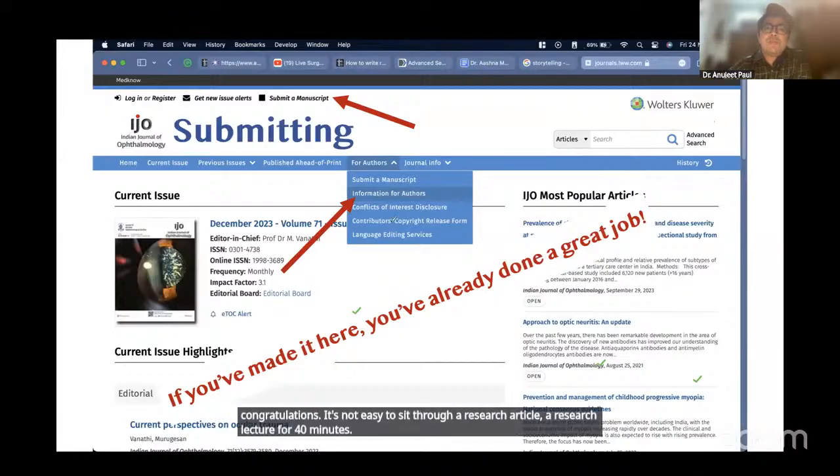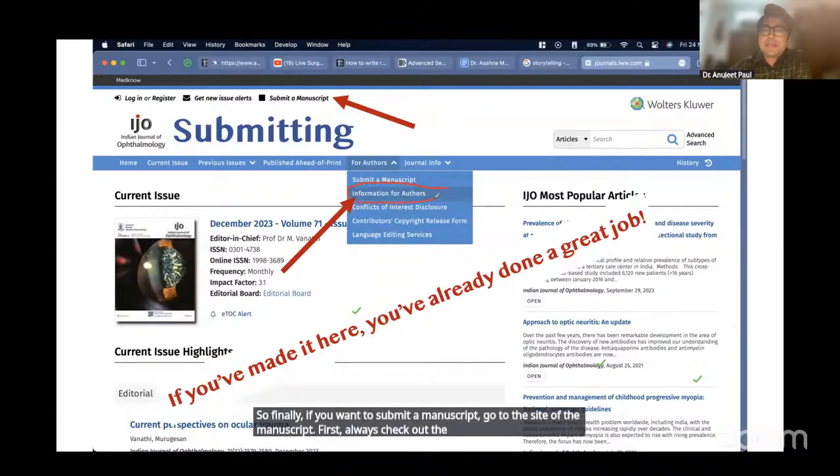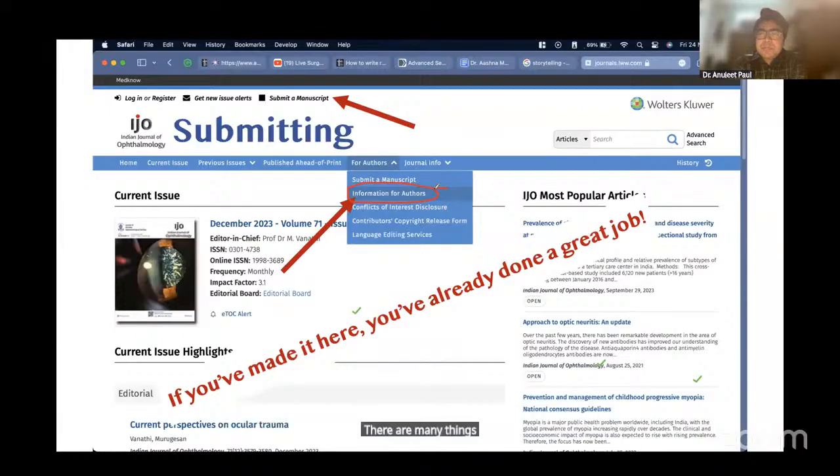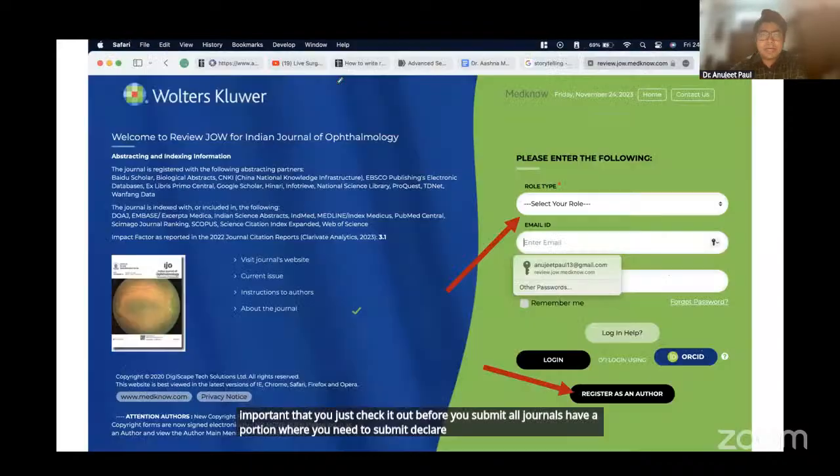So finally, if you want to submit a manuscript, go to the site of the journal. First, always check out the information for authors. Even though I've mentioned many things in parts, there are many things that are very specific to certain journals, and it's quite important that you check it out before you submit. All journals have a portion where you need to declare something, and then go ahead with submission.